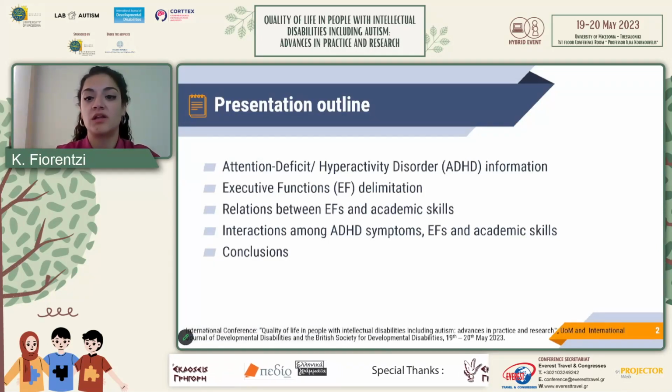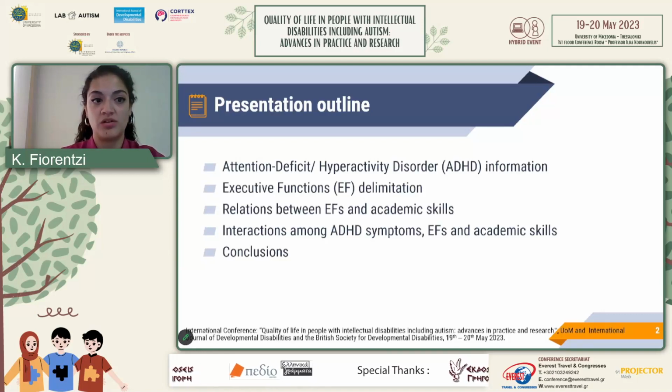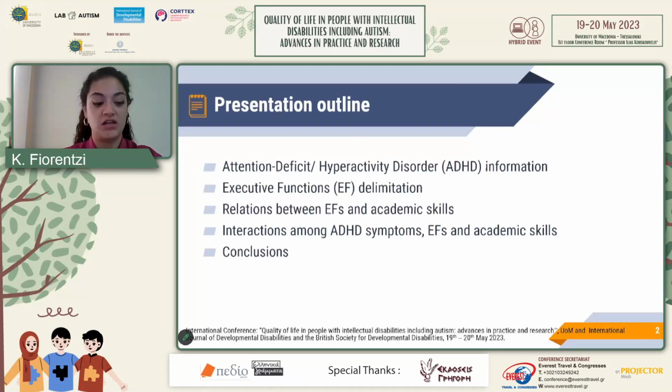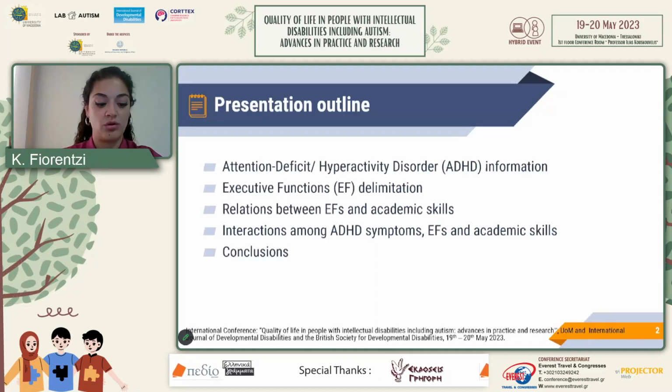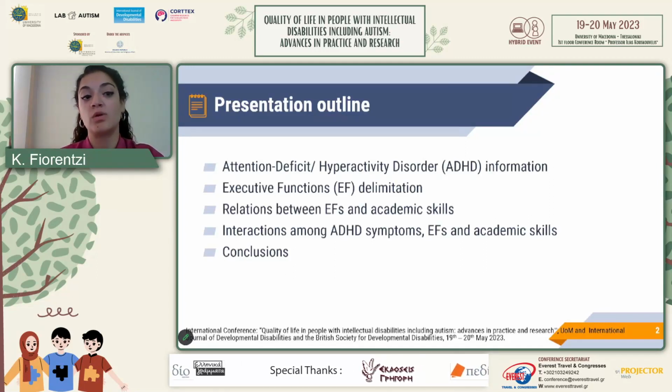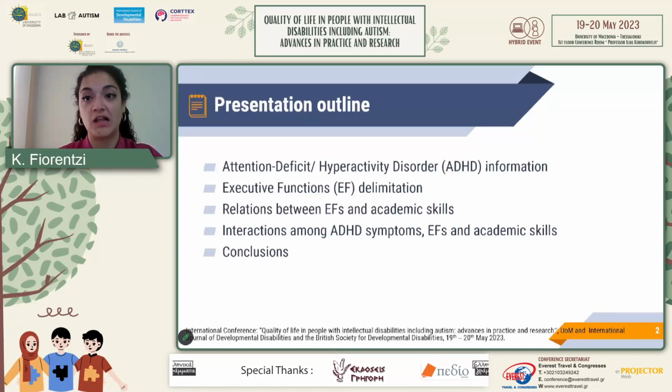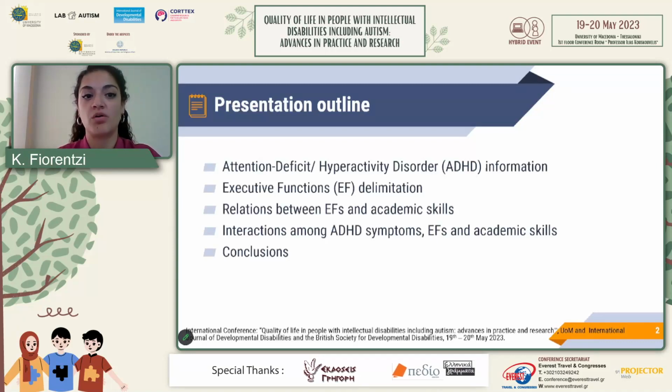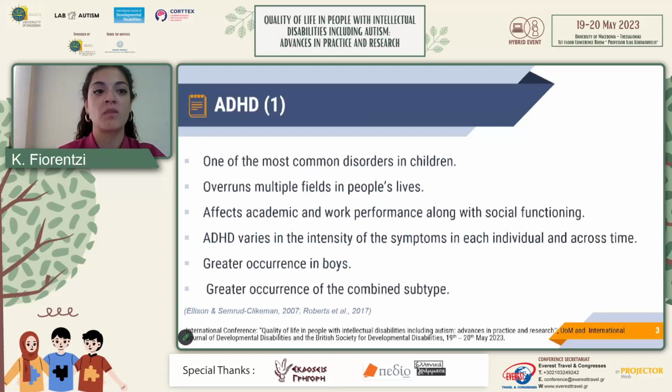First, we are going to talk about attention deficit hyperactivity disorder, or else ADHD. Then we are going to proceed with the delimitation of the term executive functions, and we will try to detect the relations between executive functions and academic skills in general, but then try to see the interactions among ADHD symptoms, executive functions, and academic skills.